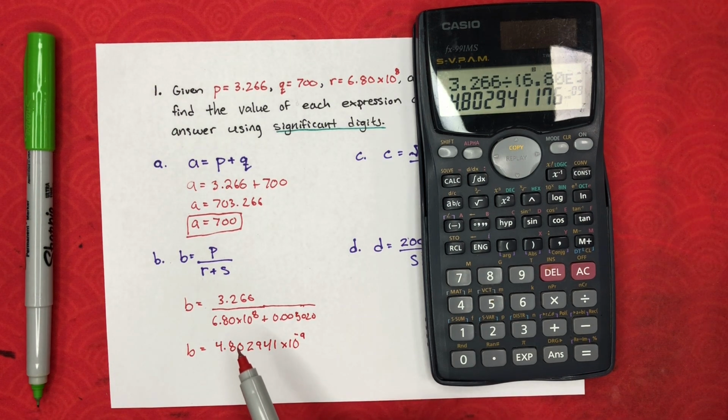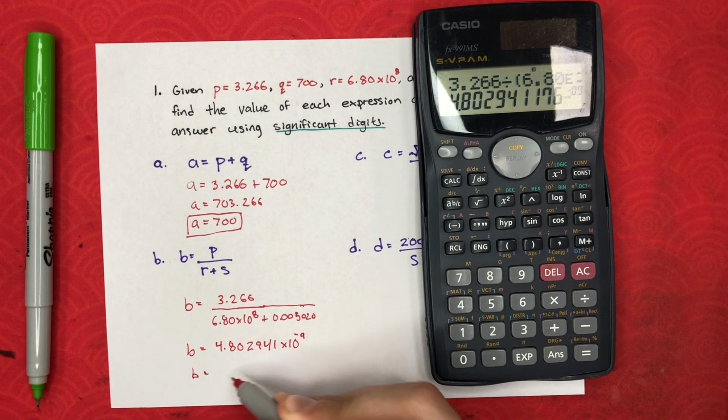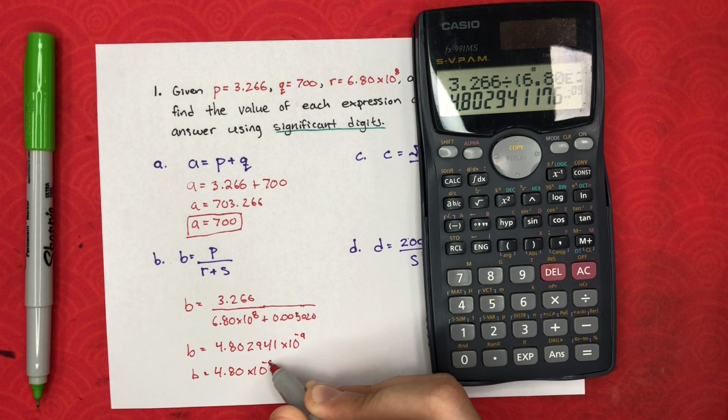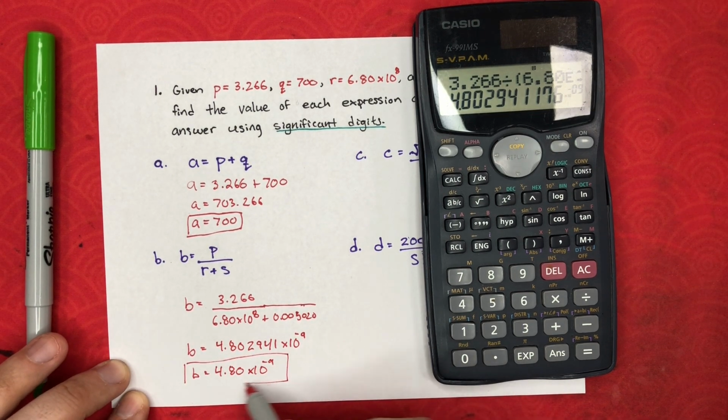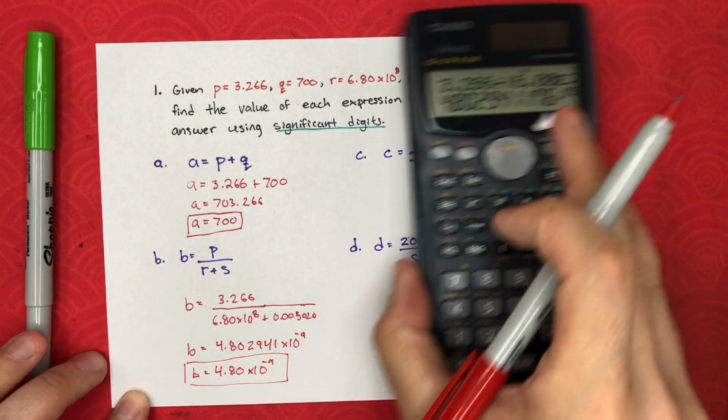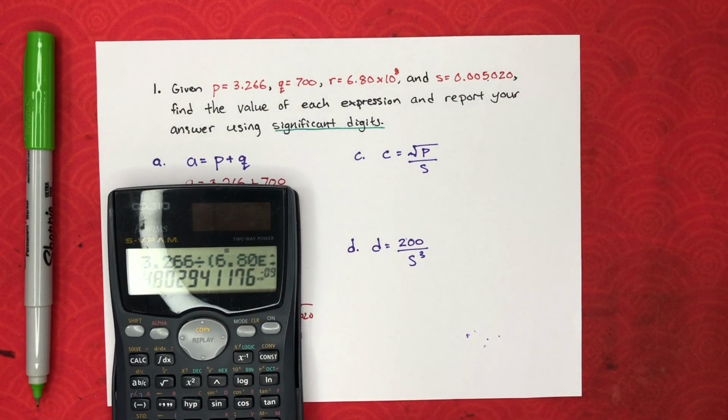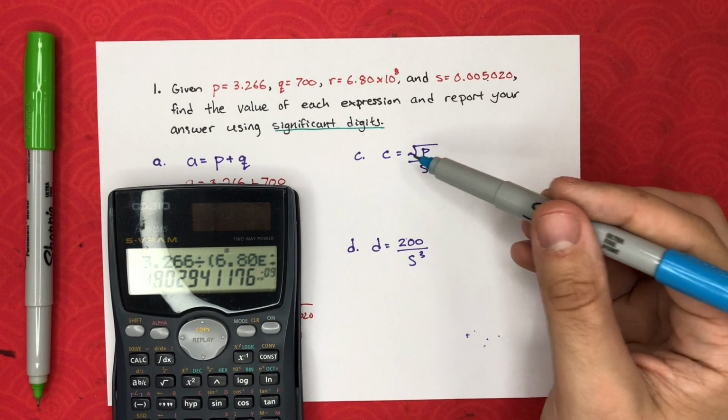Now, if you remember from our analysis, B is going to have 3 significant figures because R has the fewest number of significant figures in this calculation. So, rounding this, we should get 4.80 times 10 to the negative 9 as our answer for B. There's our solution. Coming over here, we're going to be taking a look at question C.